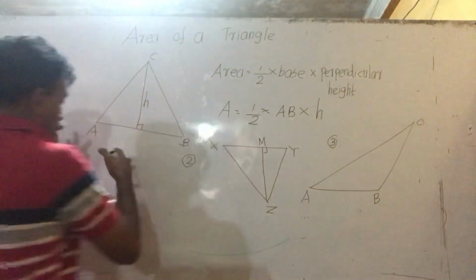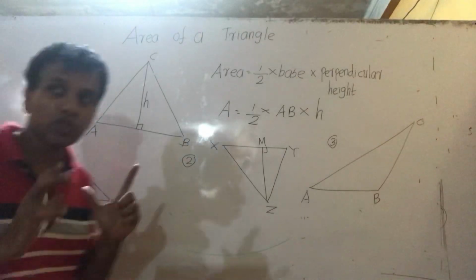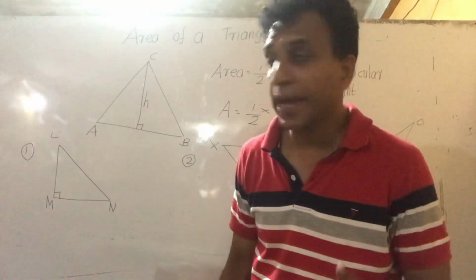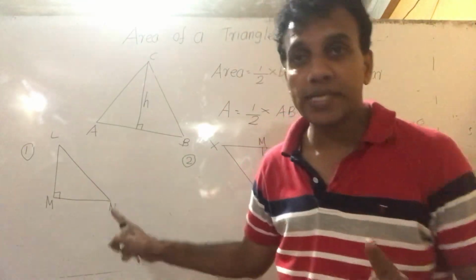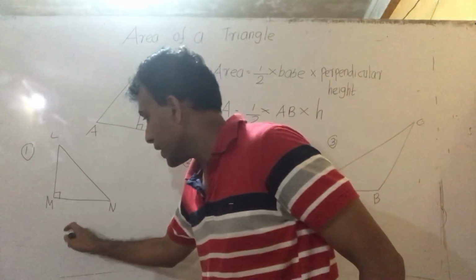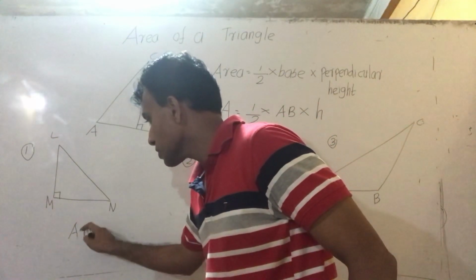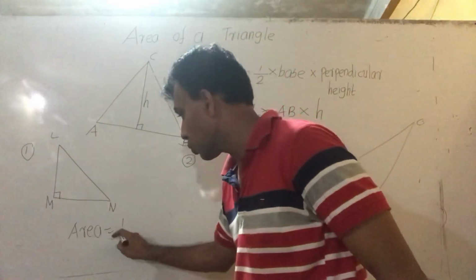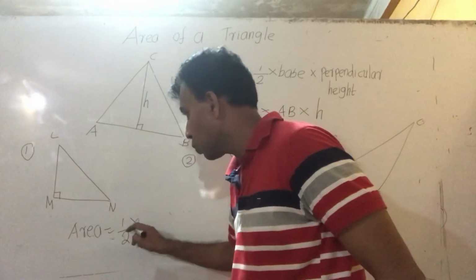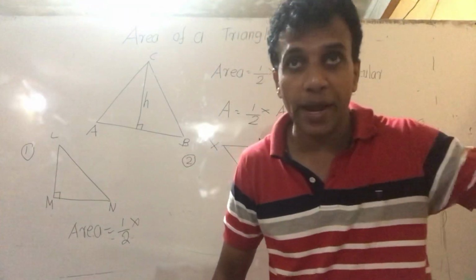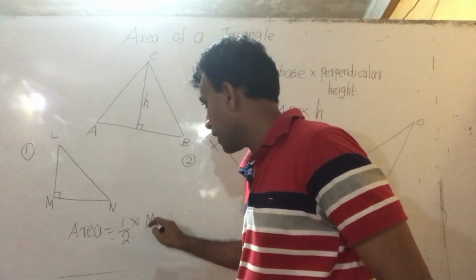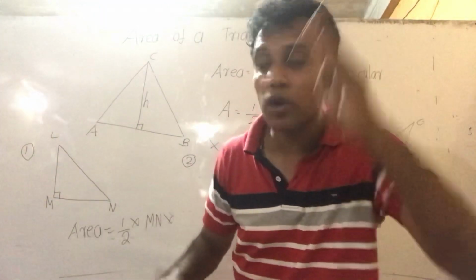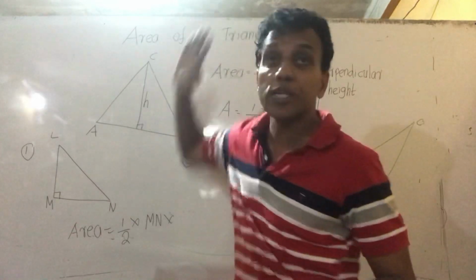See, once again write the area for that triangle. How to find this triangle's area? This is a right angle triangle named LMN. So write area equals, copy that, area equals what? Half into base. Base is MN, and with this base you write the perpendicular height. With the base, the height should be there.